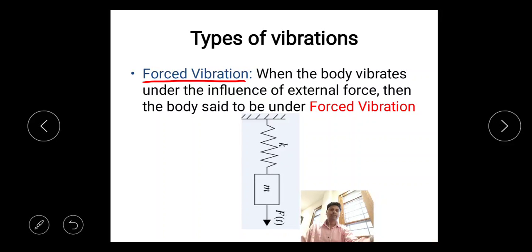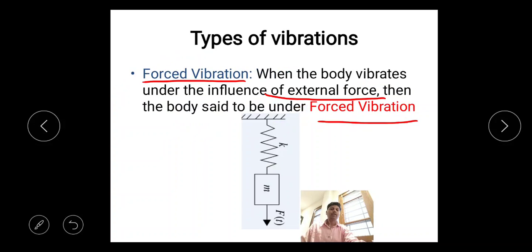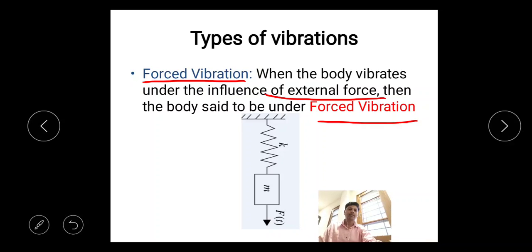Then forced vibration. The same spring and the same mass, but if you are applying a force, because you are pulling it, then such a type of vibration is due to the external force, and it is called forced vibration. Free vibration is nothing but when it vibrates on its own, there is no force. If you are applying a force additionally, then it is called forced vibration. If an external force is there, then it is called forced vibration.